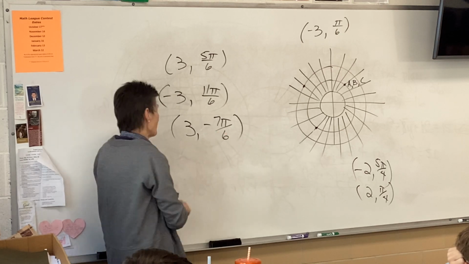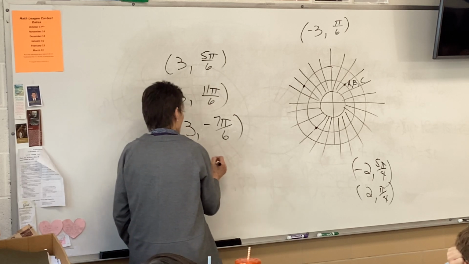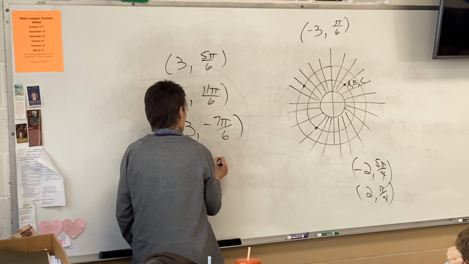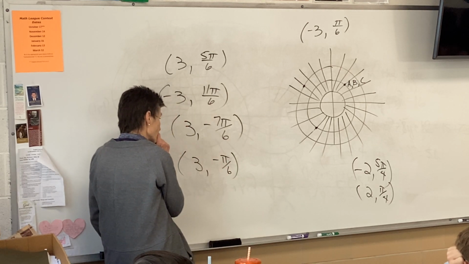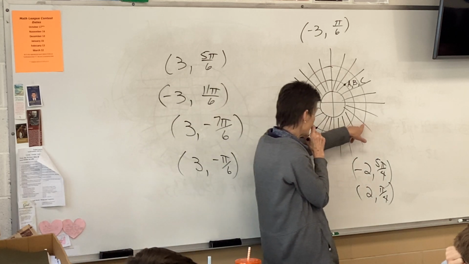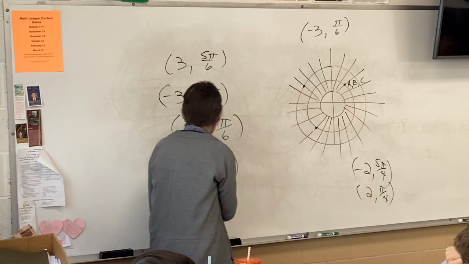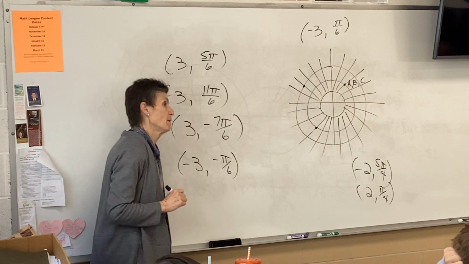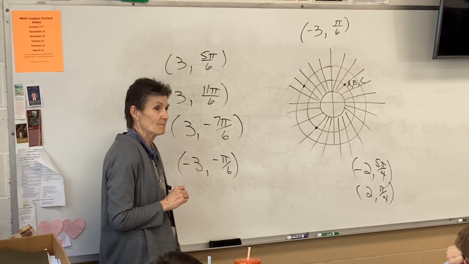So what would be another one, Patrick? 3, -pi over 6. 3, negative pi over 6. Now be careful. Wouldn't that one be down here? And I need it to be up here. Oh, what if we did negative pi over 6? Would that work? Yeah, that would work.